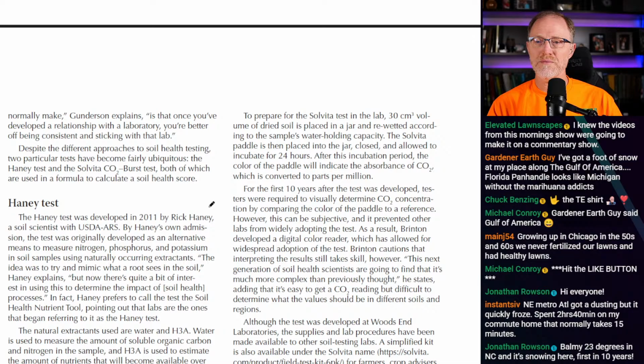The recommendation I normally make, Gunderson explains, is that once you've developed a relationship with a laboratory, you're better off being consistent and sticking with that lab. That idea comes up, and I kind of halfway agree with it, but it's more for the methodology. But if you end up sending your soil to the same lab over and over and over, but the lab is doing the wrong tests, they're doing an ion exchange test, or they're interpreting your soil test depth at 4 inches when you're taking it at 6 inches and you're not communicating with them, or you're doing it on an acidic soil and they're using an alkaline extract, then you got problems.